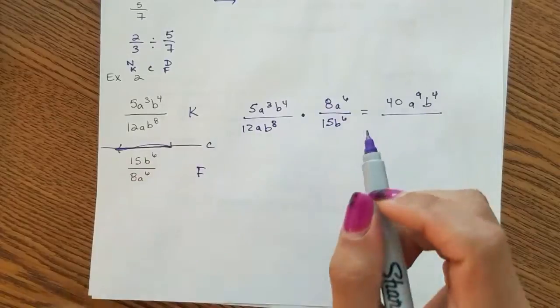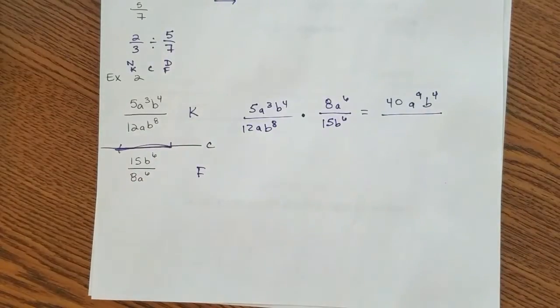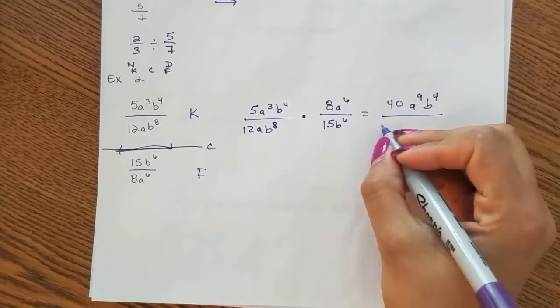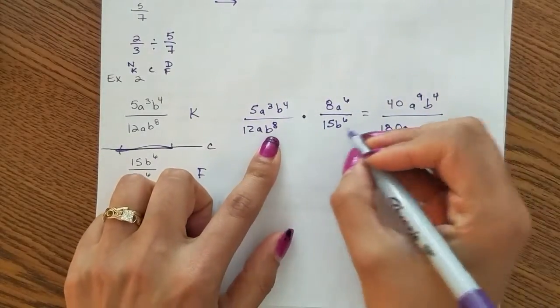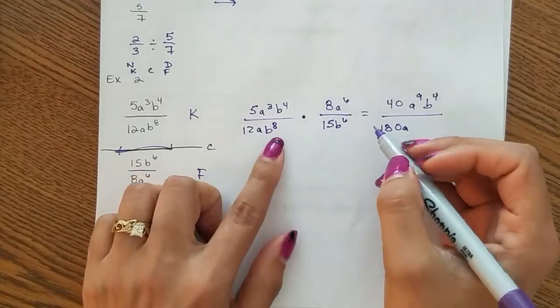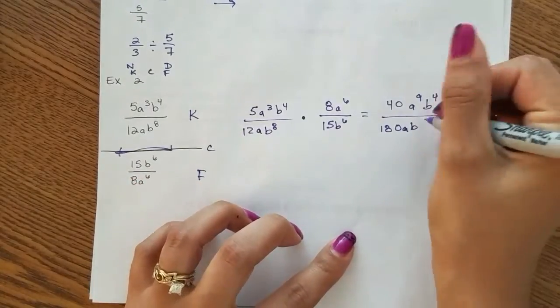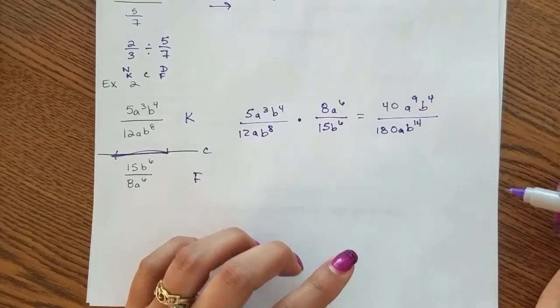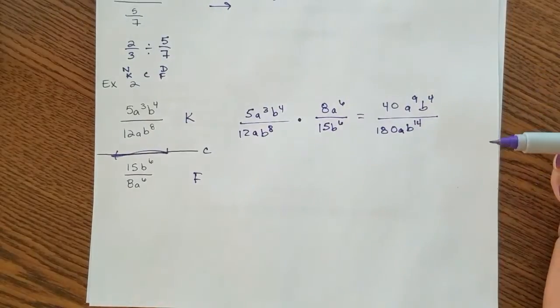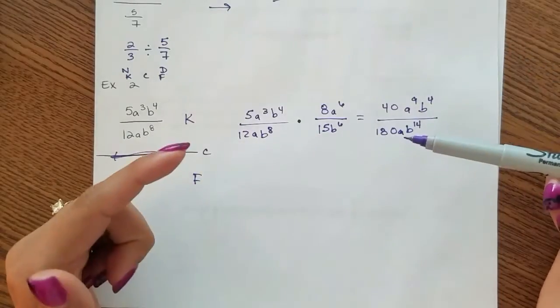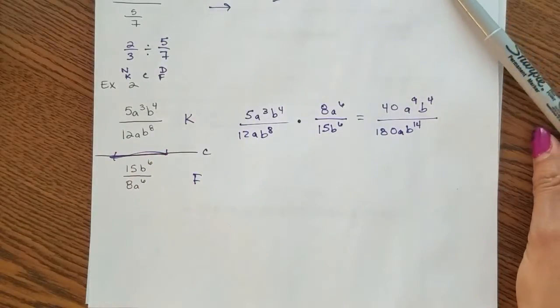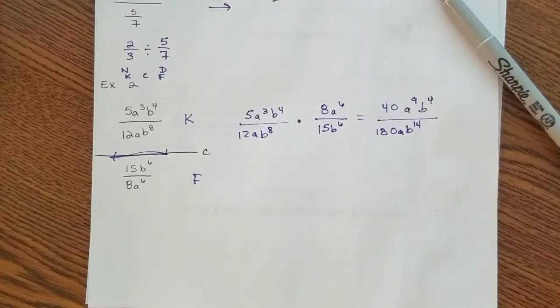12 times 15, I have no idea what that is. Okay, that's going to be 180. Should have known that. A is going to carry over. B to the 8 times b to the 6. You add 8 plus 6 is going to give you b to the 14. Okay, so we've multiplied. Now we can simplify. I know. So let me show you how you could have simplified from the beginning if you wanted to.